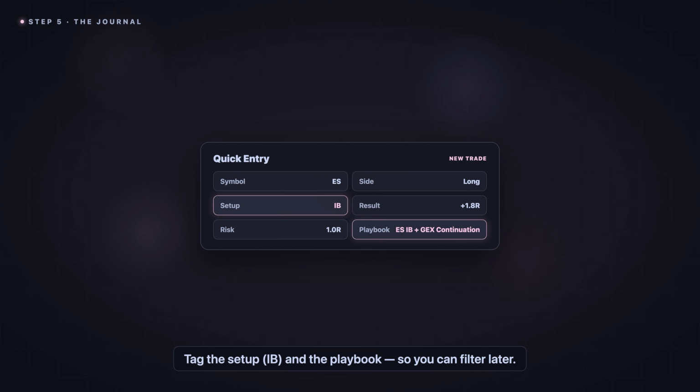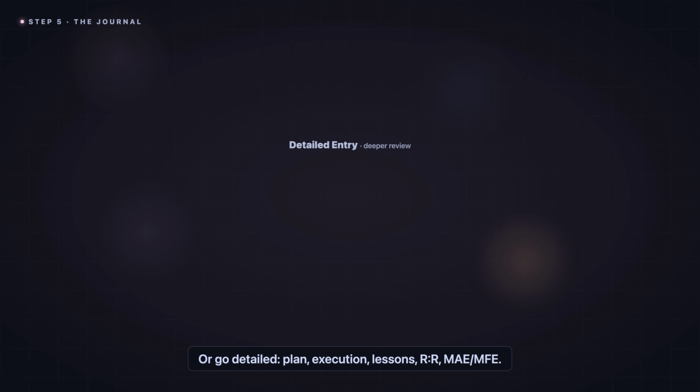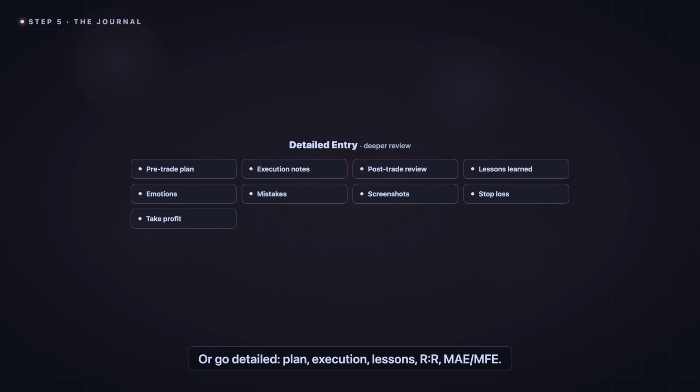If I want a deeper review, I can switch to the detailed journal entry. This is where I record the pre-trade plan, execution notes, post-trade review, lessons learned, emotions, mistakes, screenshots, stop loss, take profit, planned risk reward, actual risk reward, and my MAE and MFE.